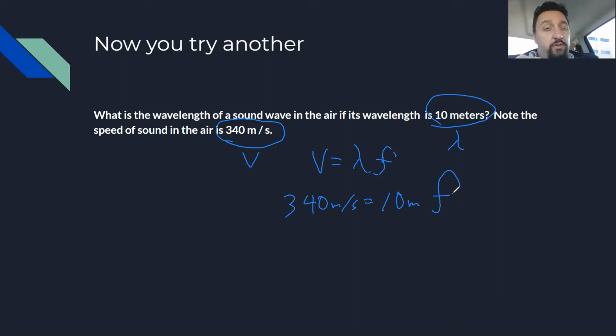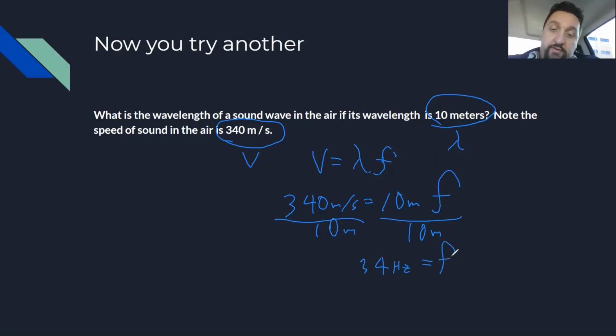Looking at our equation, the 10 meters is being multiplied against frequency. That's our unknown, and 340 is all by itself. So since this is being multiplied, we divide. And that gives us 34 hertz of frequency.